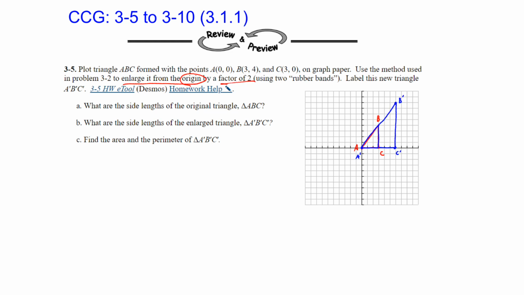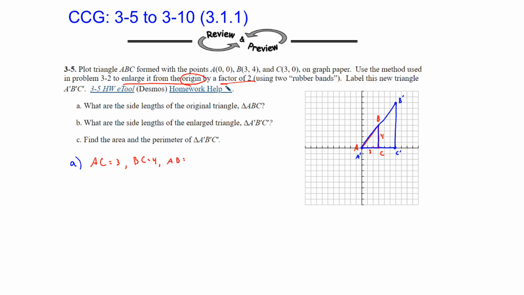Alright, and so to answer part A, what are the side lengths of the original triangle? You can just count over here, that's 3, and on this side it's 4. So we're going to make sure we label these correctly. AC has a measure of 3, BC has a measure of 4, and we're looking for AB.